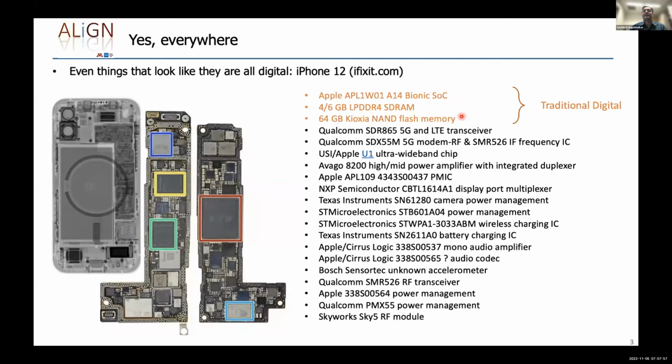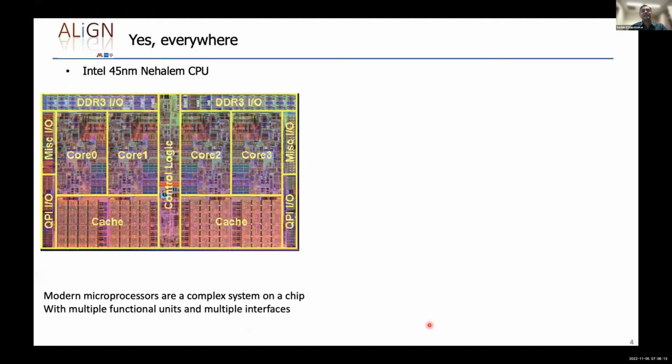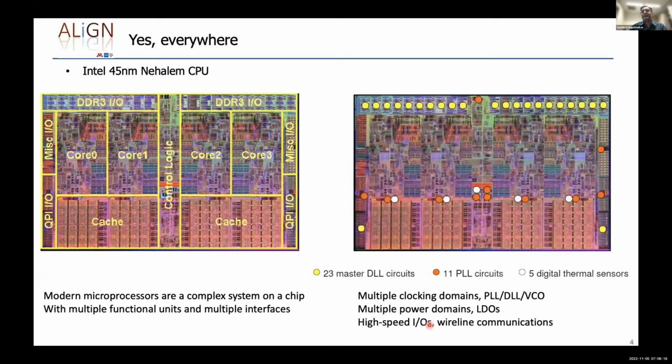And of course, some of these are the main brains of the structure. But then you can see that there's a large amount of analog mixed signal circuitry inside something like this. Even when you look at a much more traditional and older CPU, this is a 45 nanometer CPU that's over a decade old, if you look deep into the details, you'll see that there are a number of DLLs, PLLs, sensors, et cetera. So there is a lot more analog in both the digital, quote unquote, digital world, as well as in emerging applications, and this is increasing.